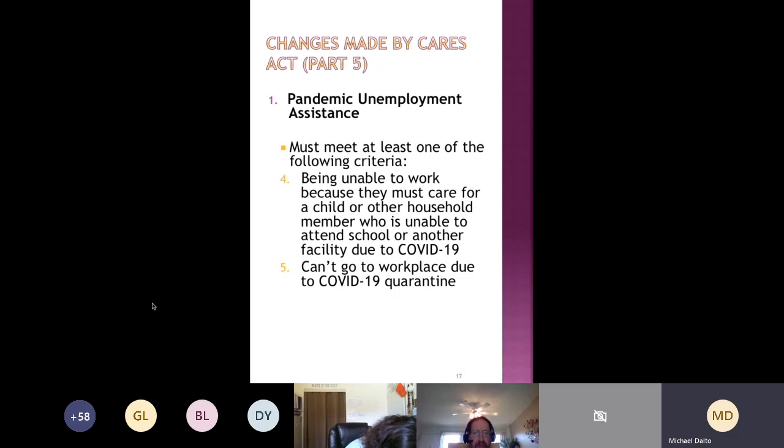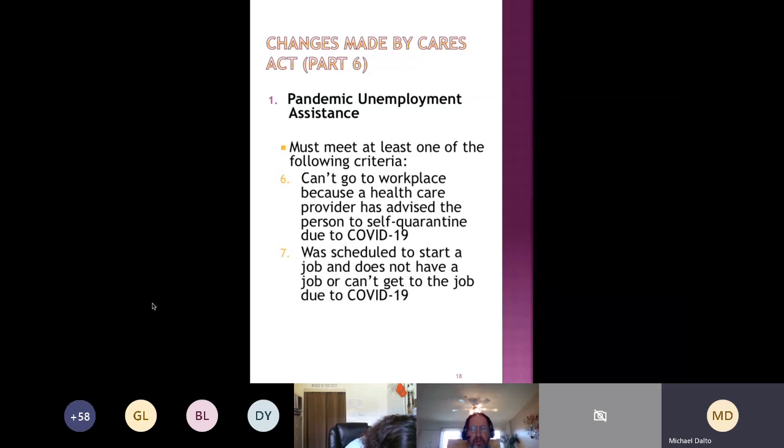5th is the person can't go to their workplace due to a COVID-19 quarantine. So they've been quarantined and can't go out to their workplace. Number 6, you can't go to your workplace because a healthcare provider has advised you to self-quarantine.